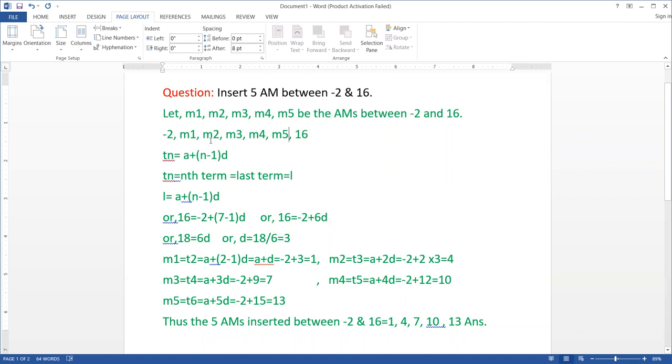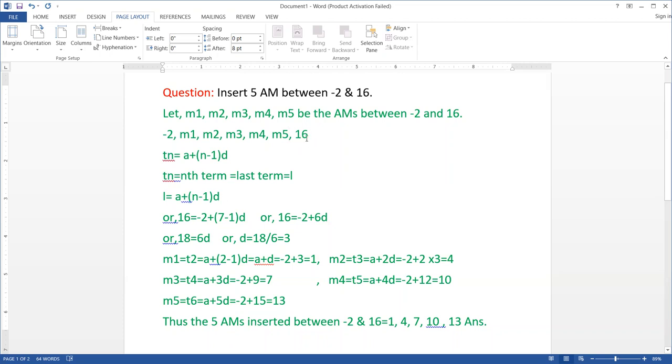It is just the difference between M1 and M2, that is M2 minus M1, M3 minus M2, M4 minus M3, M5 minus M4, and 16 minus M5, which gives the same result in numerical value. So Tn equals a plus n minus 1 into d is the general formula for finding the nth term. But I have already said that the nth term also means the last term, L. That's why we can write L equals a plus n minus 1 into d. I'm doing nothing but replacing Tn by L, since Tn and the last term L represent the same thing.